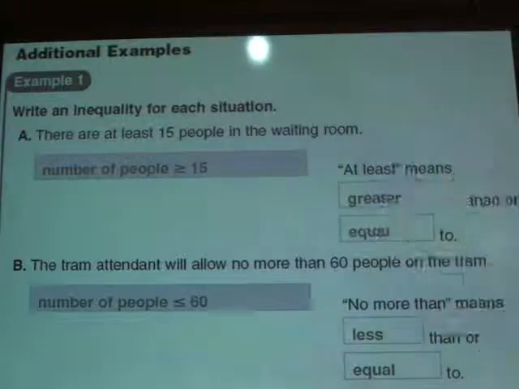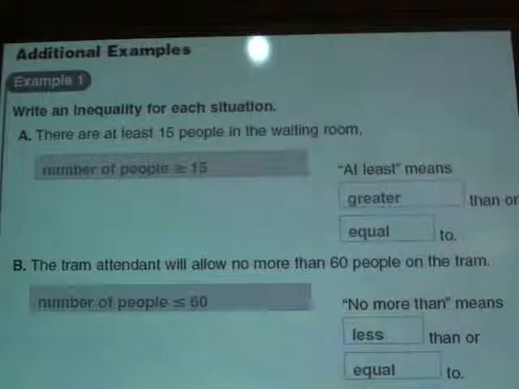So 59, 58, 57. So the number of people is less than or equal to 60, or the number of people on the tram is going to have to be less than or equal to 60.